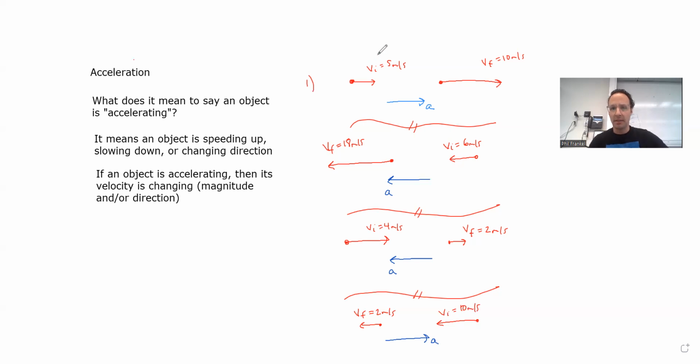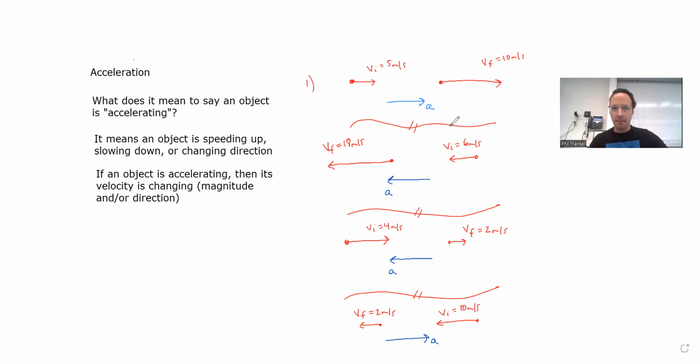So let's see if that makes sense. Object is moving to the right. It's accelerating to the right. So it's like being pushed to the right. And it's already moving to the right. It ends up with a final velocity that is to the right and bigger in magnitude, a bigger speed.